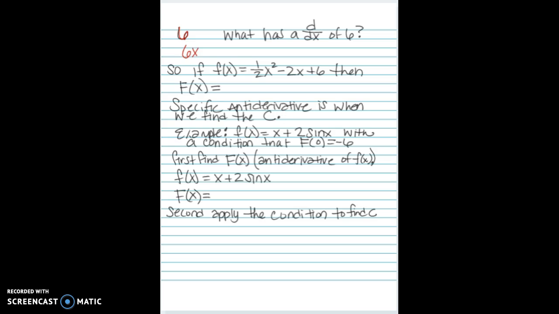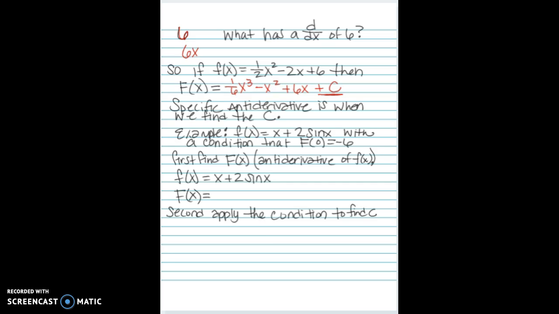So if f of x equals 1/2 x squared minus 2x plus 6, then cap F of x equals 1/6 x cubed minus x squared plus 6x plus c, because I can have a constant added on at the end, and that can be any value. An error alert: students love to leave off the c.